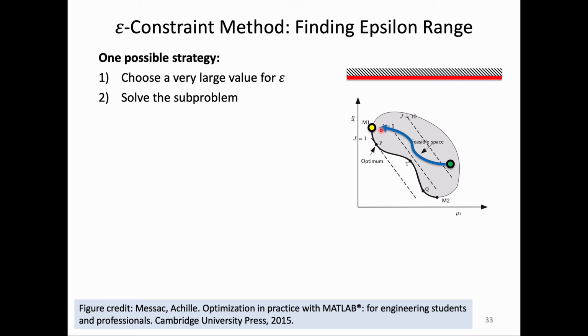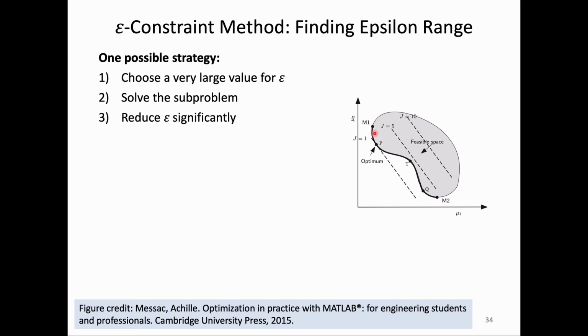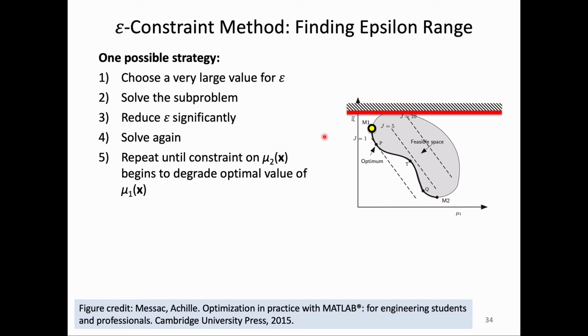And that's sort of like setting the weight for mu2 using the weighted sum approach to 0. And then that's going to give us the anchor point m1. After we solve the subproblem, the next step is to reduce epsilon significantly. We want to keep moving this down, solve again, and again we get the same anchor point value. And then we repeat this. We keep reducing this bound until we start to see a degradation of mu1.